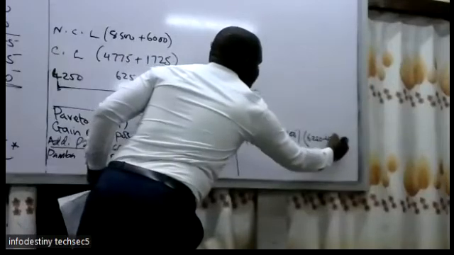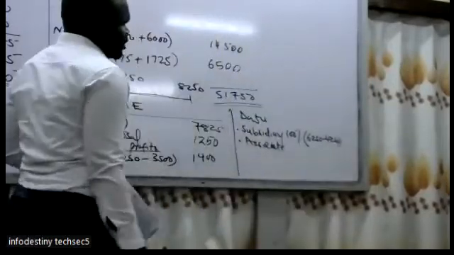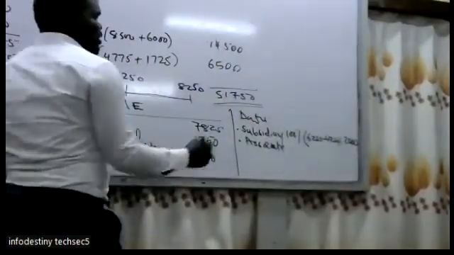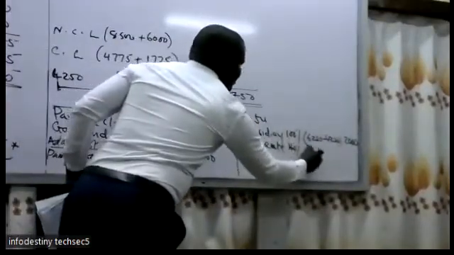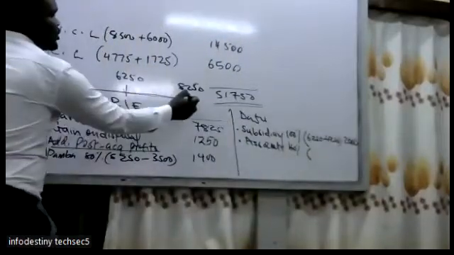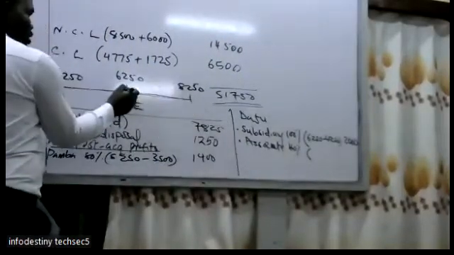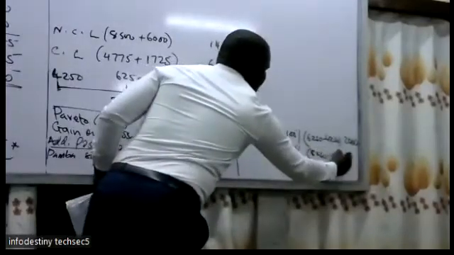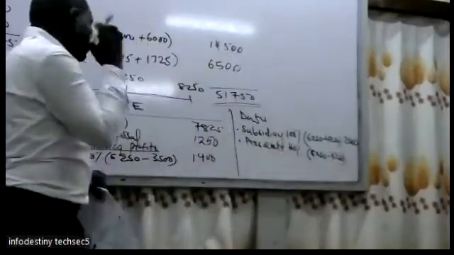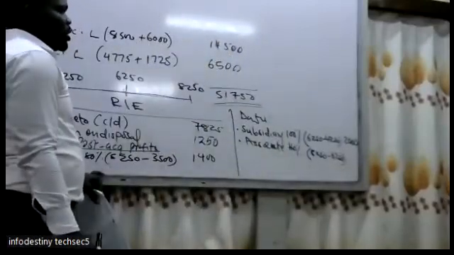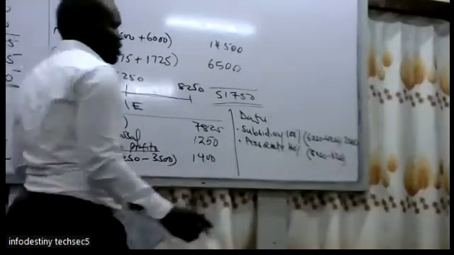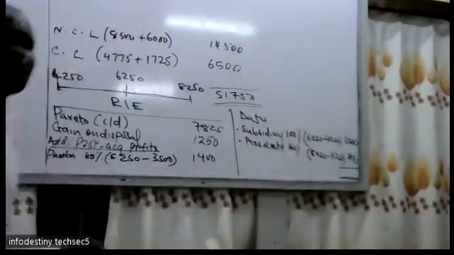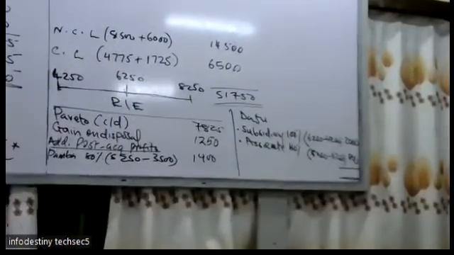6250 minus 4250, that is 2000. Then when it is an associate, I'll take 40% of this. So 8250 minus 6250, that is also 2000. Let's see whether it will give you that 10,000.